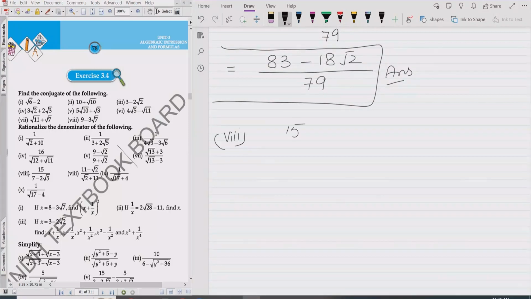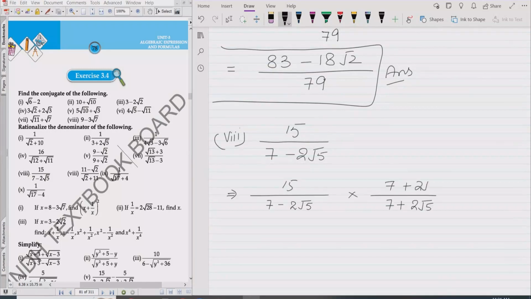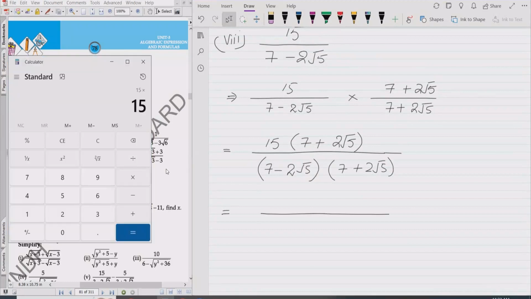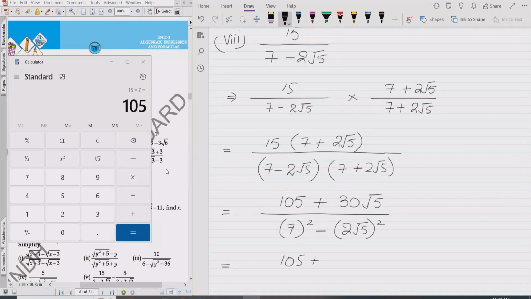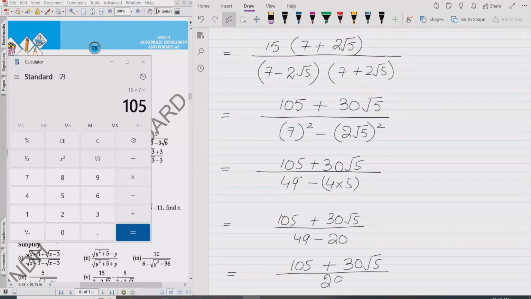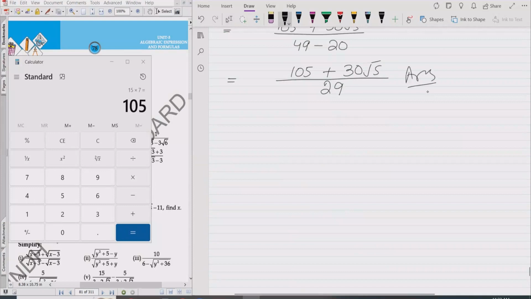Question number 8 is 15 upon 7 minus 2 root 5, right? So we will apply a similar method here. So you see, this question is simplified this way. So this is very easy. You can see this example.